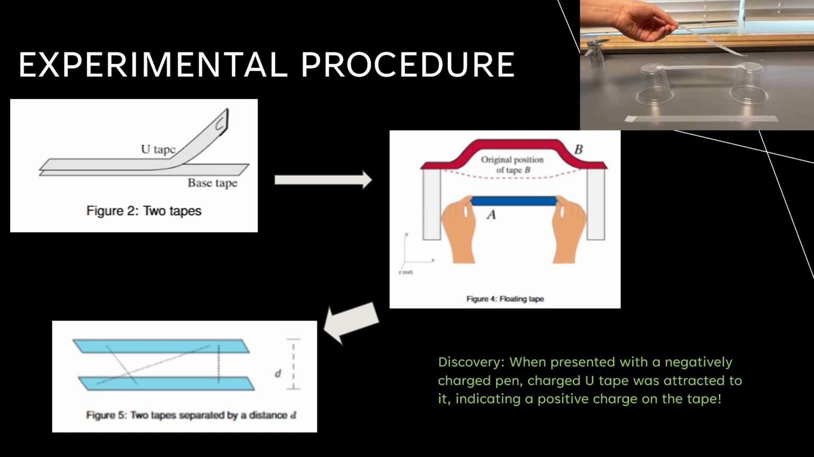So, experimental procedure. I don't want to harp on this too much because you are all familiar. We made some U tape, held tape A under tape B, and tape B should have moved up. The distance is the distance between A and B at the point at which B moved, and that measurement is shown in the bottom left. And we also know from last lab that the U tape has a positive charge.